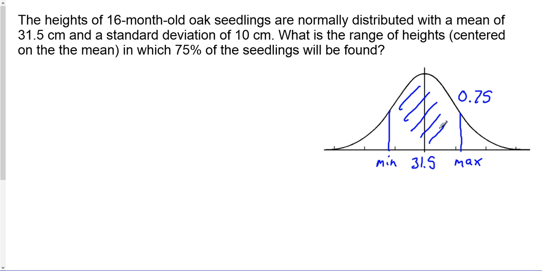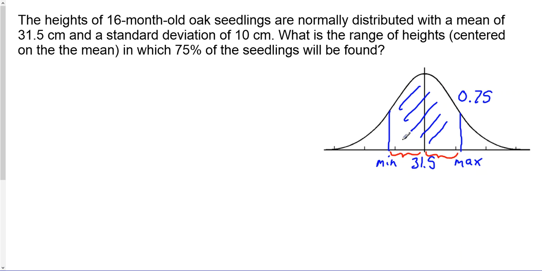Now, the distance of this minimum and this maximum value from the mean are going to be the same. So this distance here and this distance here are going to be the same number. And we basically want to figure out what that number is, and then we add it to 31.5 to get the max. We subtract it from 31.5 to get the min. Okay? So we kind of have to work backwards in this question.